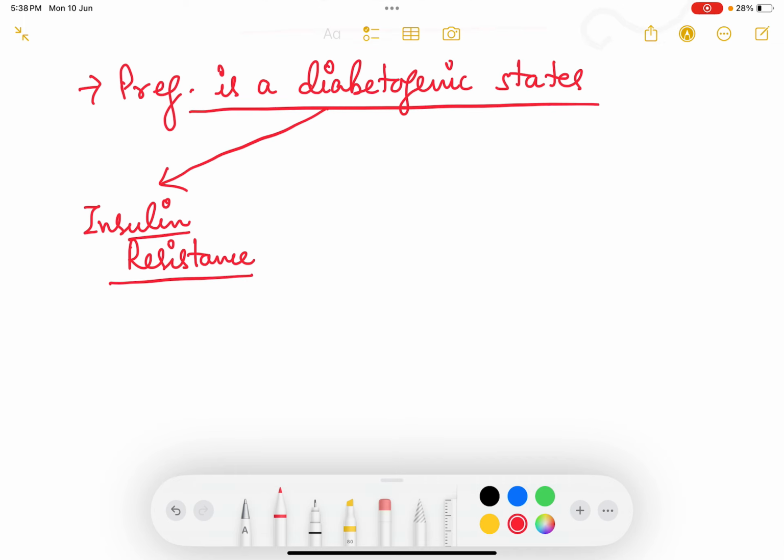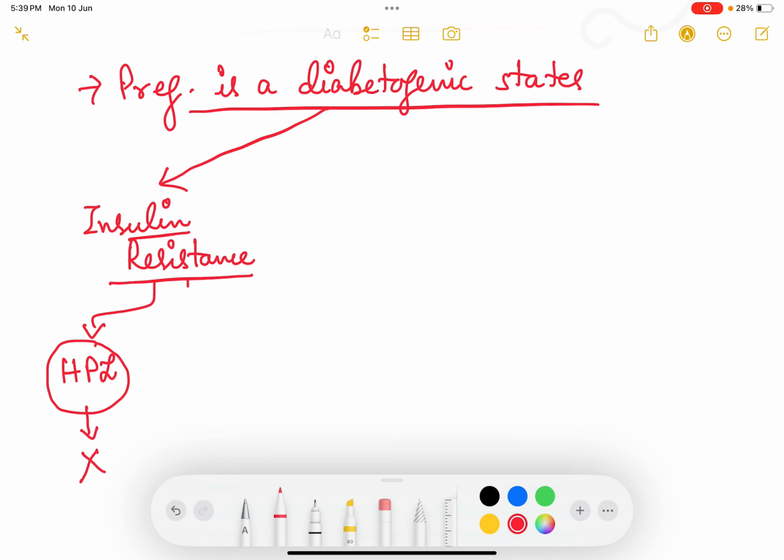Why is this so? This is because of three reasons. Because the placenta is secreting human placental lactogen. Human placental lactogen is a hormone which is antagonistic to insulin. It will stop the action of insulin, so sugar levels will go high.